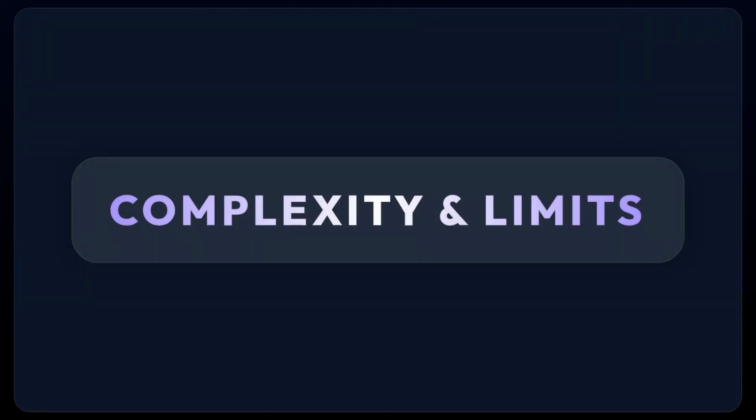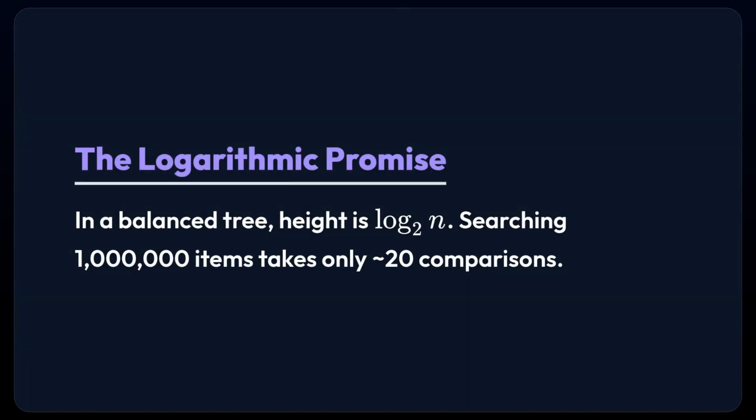Now, let's talk about performance. In theory, binary search trees are incredibly fast, but in practice, they suffer from a fatal flaw related to geometry. The promise of the BST is logarithmic time complexity. If the tree is balanced, its height grows very slowly. For example, in a balanced tree containing 1 million items, finding a specific record takes only about 20 comparisons. This efficiency is why trees are superior to simple lists for large datasets.